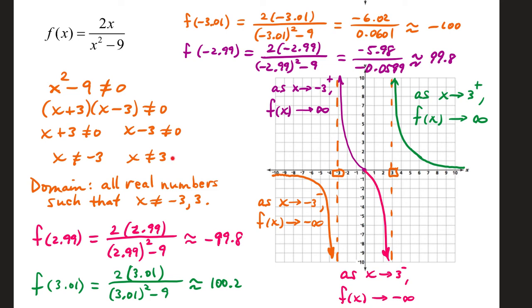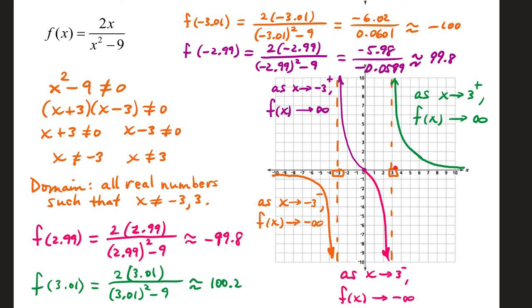Our other excluded x value was +3. Approaching 3 from the left, we pick numbers like 2.99. So in the hot pink over here, I've plugged 2.99 into our function. We get about a -100. That tells us that as we approach 3 from the left side, our function gets increasingly negative.